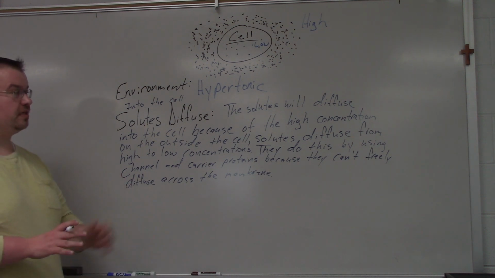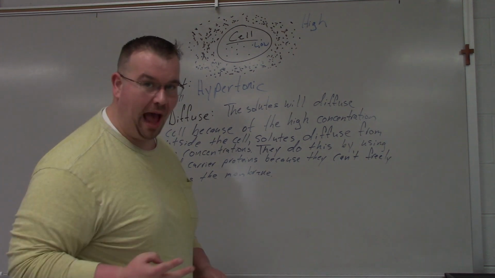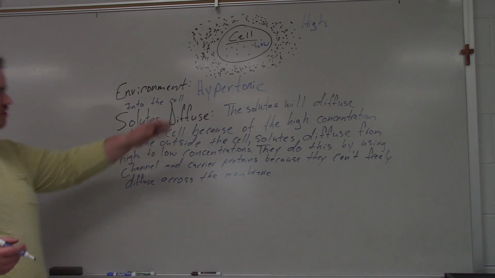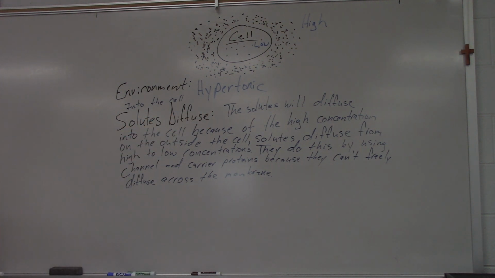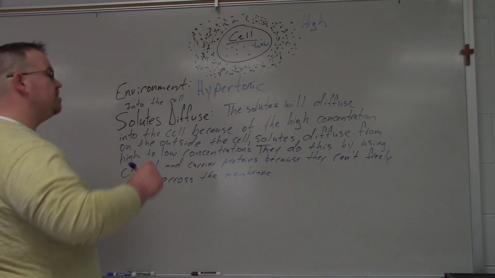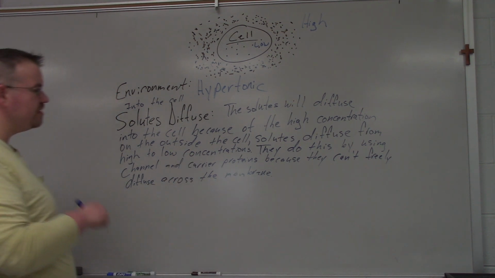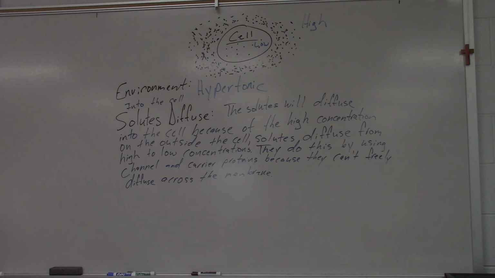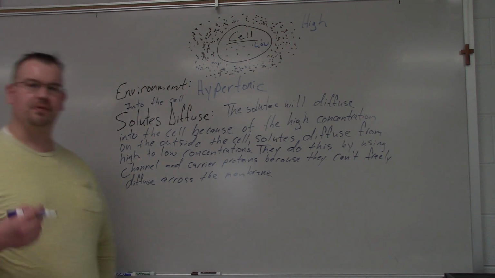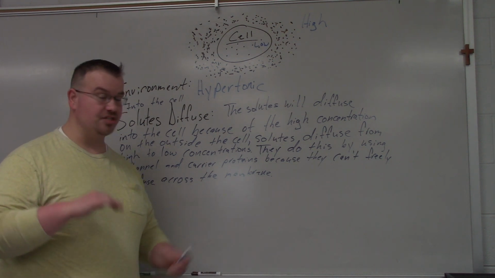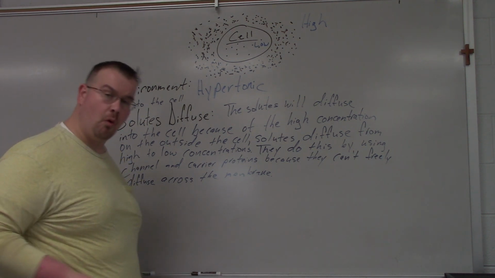At this point, you should start looking and say, I just covered the how, I just covered the why. They're both there. You have to have them both. So for solutes diffusion, the solutes will diffuse into the cell because of the high concentration on the outside of the cell. Solutes diffuse from high to low concentrations. They do this by using channel and carrier proteins because they can't freely diffuse across the plasma membrane. Now, that's one piece. That's just the solutes. Now we got to get to the water.